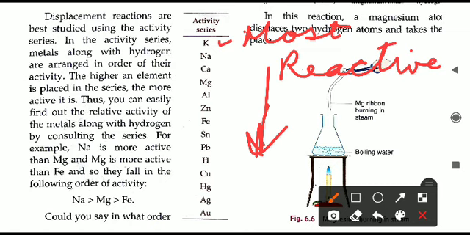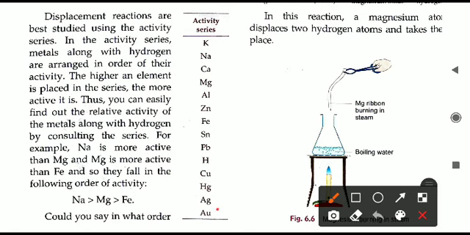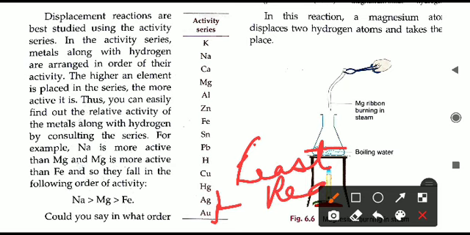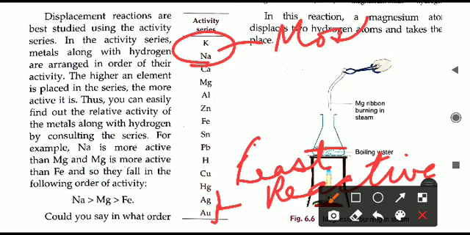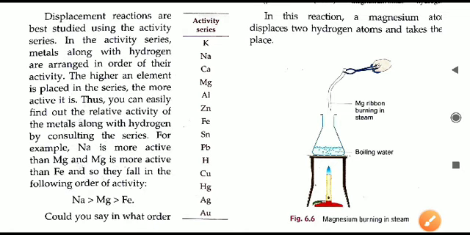Then magnesium, aluminium, zinc, then iron, then tin, then lead. Here we have hydrogen, then copper, mercury, silver, and gold. So gold is given at the bottom. Silver and gold are present at the bottom. These are the least reactive ones. Minimum reaction ability is there in these metals. The topmost ones, sodium, potassium, they are the most reactive ones. Maximum reactivity is there in these metals.